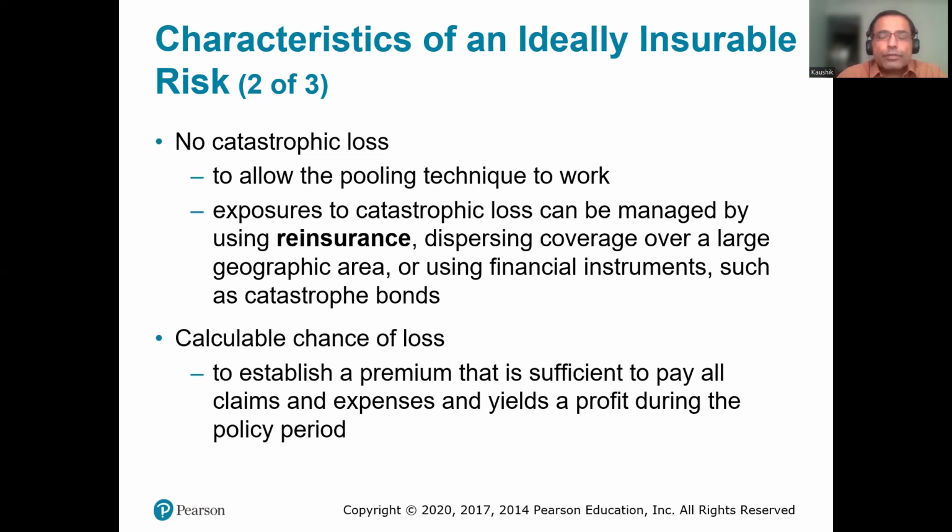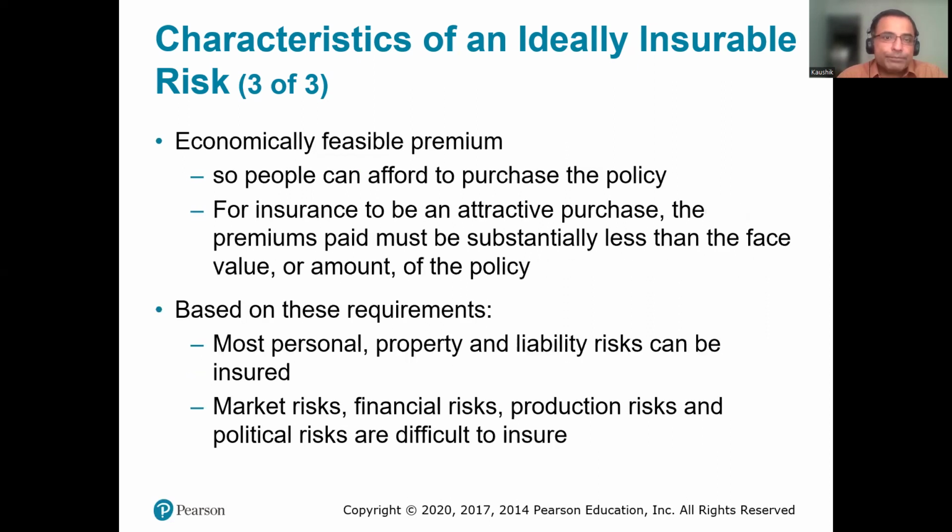The next characteristic is that the chance of loss should be determinable or measurable. In that case, the insurance company can determine a sufficient premium to be charged from customers. The premium should be economically feasible. The customer should be able to afford and purchase the policy because the premium is affordable. So based on these requirements, we notice that personal, property, and liability risk can be insured. Market risk, financial risk, operations risk, and political risk are difficult to insure.